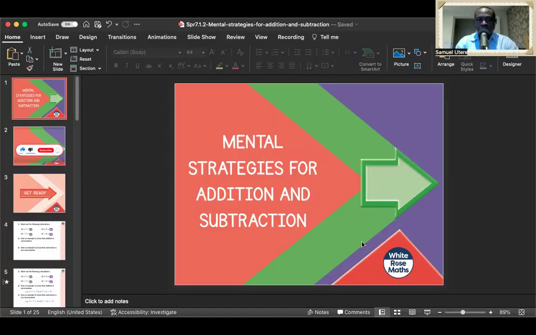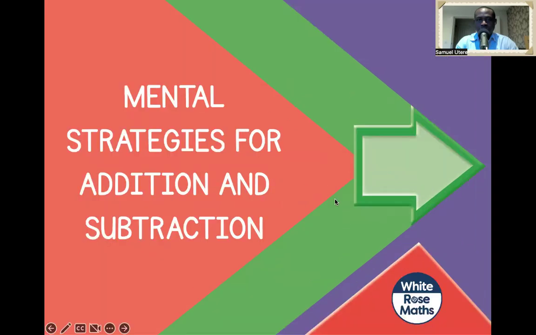Welcome to Block 1, Solving Problems with Addition and Subtraction. Lesson 2. I'll share my screen. So in your previous lesson, you learned about properties of addition and subtraction. That lesson is going to help you to think about learning mental strategies for addition and subtraction. So you don't need a calculator all the time. These mental strategies can be very helpful.